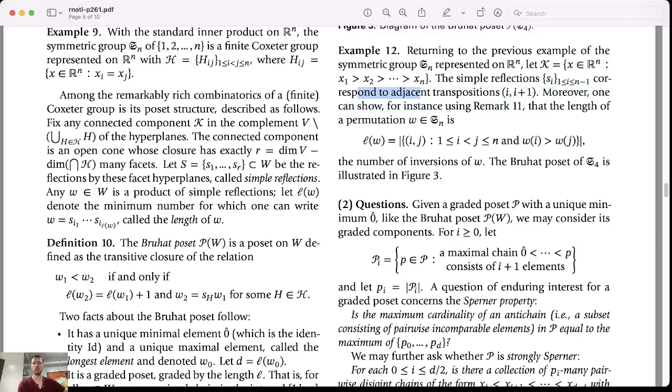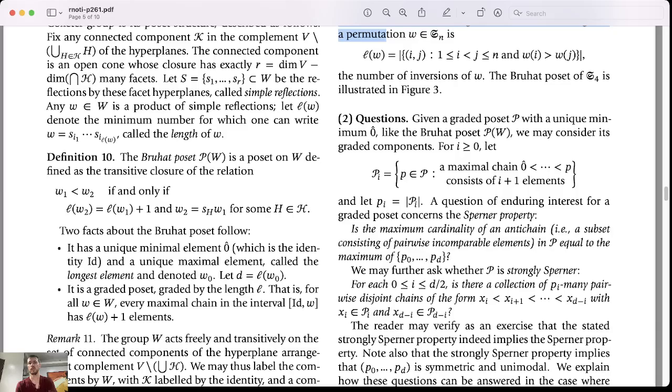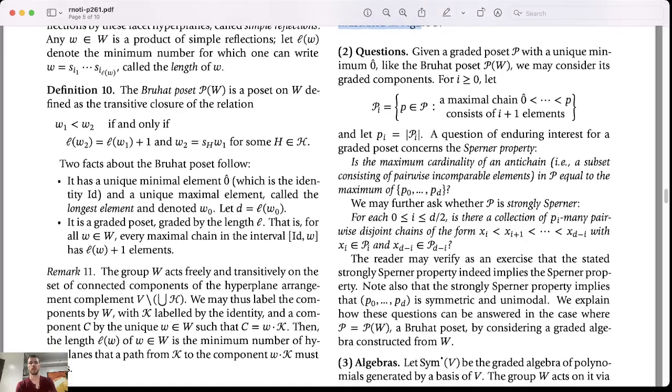Moreover, one can show, for instance using Remark 11, that the length of a permutation w in the symmetric group on n characters is ℓ(w) equals the cardinality of the set of pairs (i, j) such that 1 ≤ i < j ≤ n and w(i) > w(j), the number of inversions of w. The Bruhat poset of the symmetric group on 4 characters is illustrated in Figure 3. That was the crystal we saw.